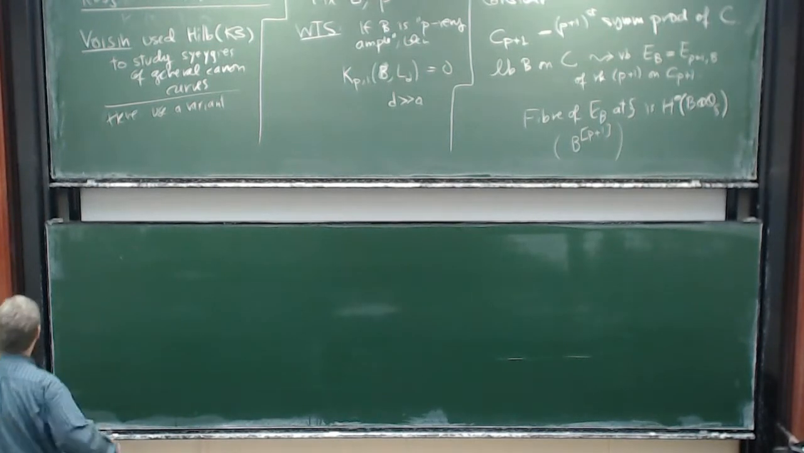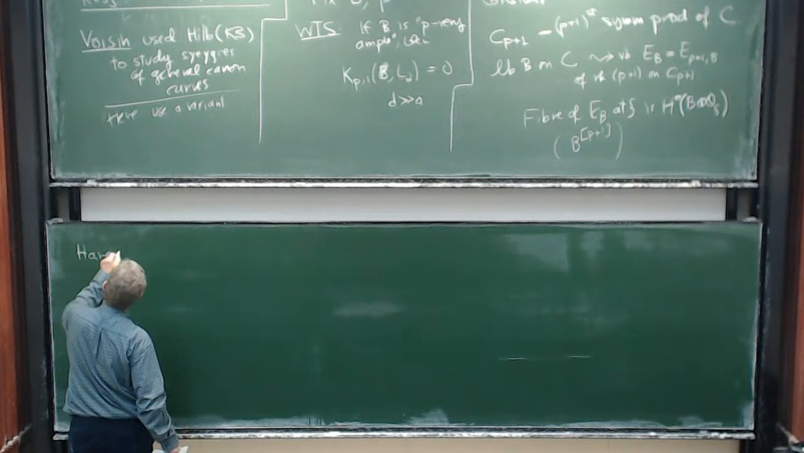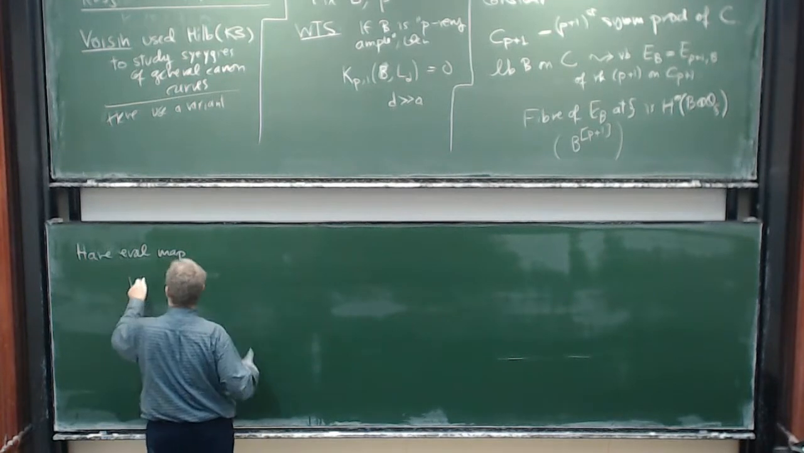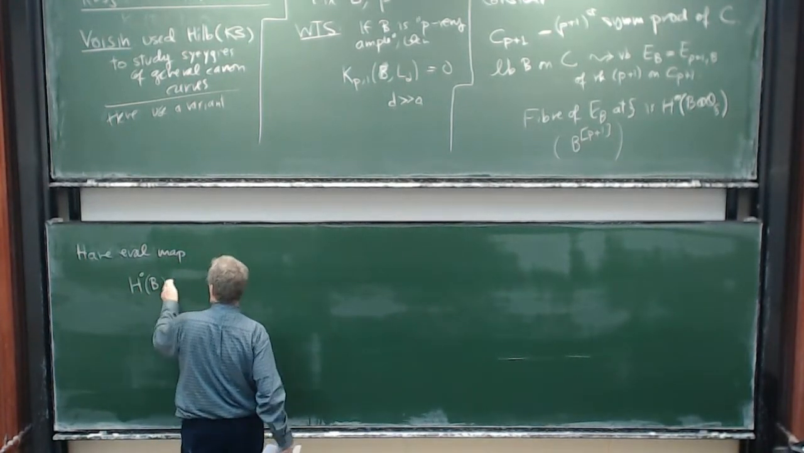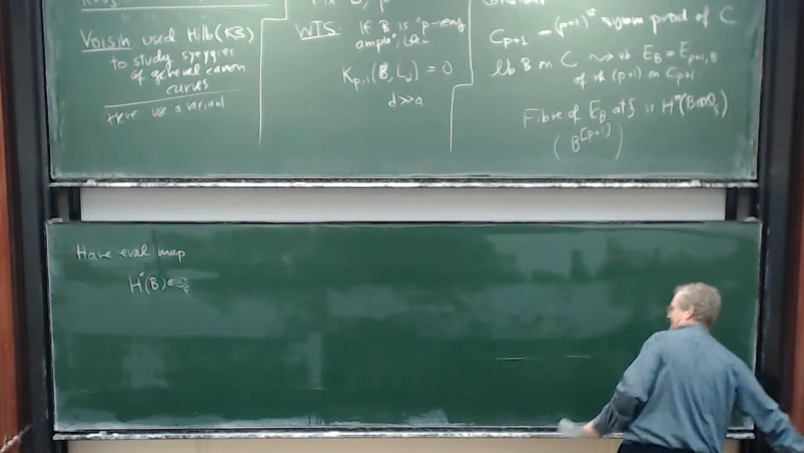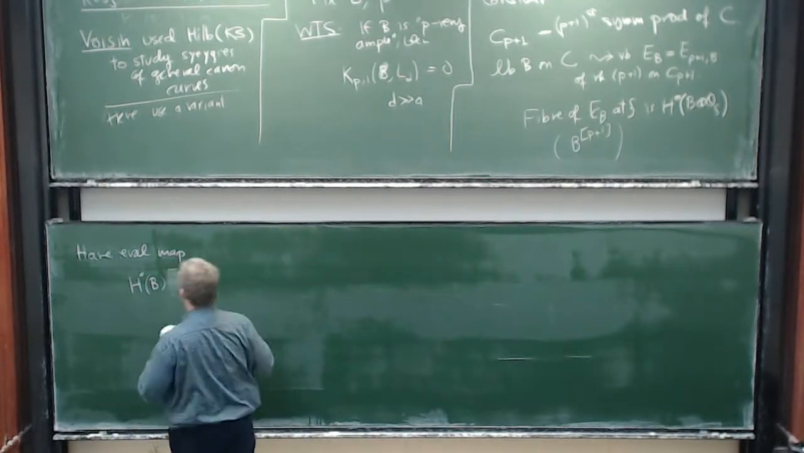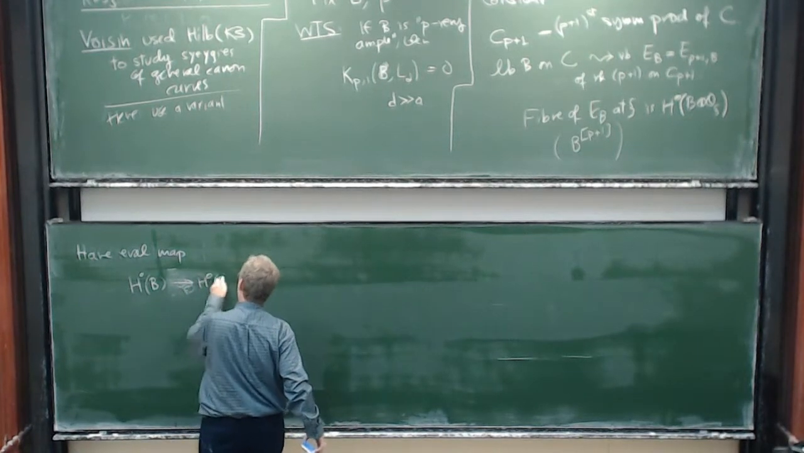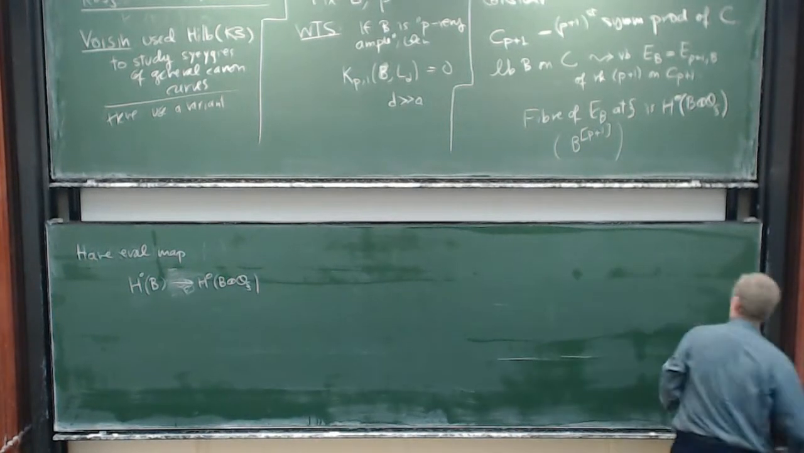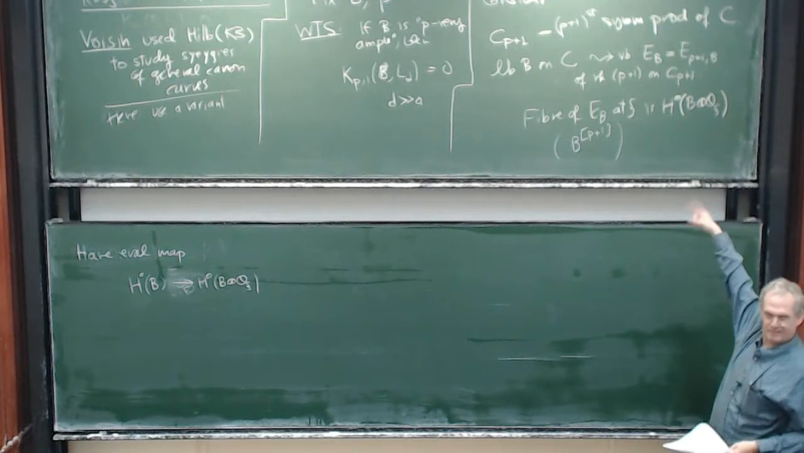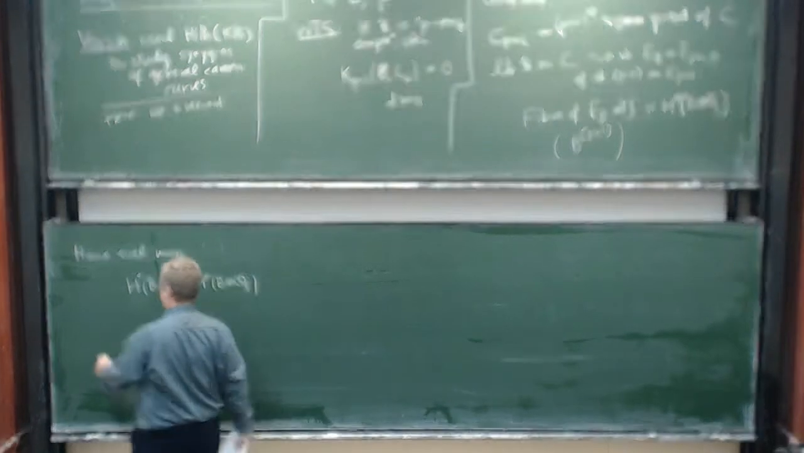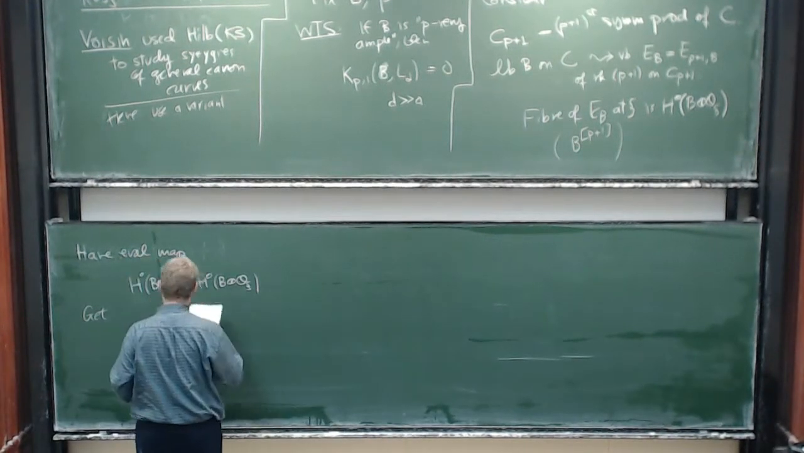Okay, so there's an evaluation map. We can take a section of B and we can evaluate it. For each C, we can take a section of B and evaluate it at C. So what that means is that the trivial vector bundle whose fibers are H^0 of B maps onto our vector bundle E_B, because E_B is the bundle whose fiber at C is this vector space. So this means we get an evaluation map for vector bundles.